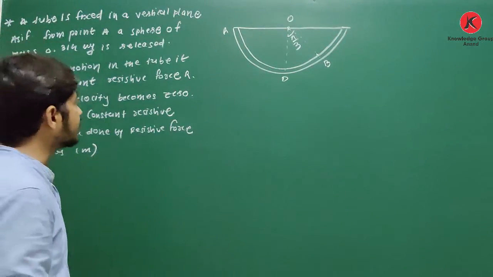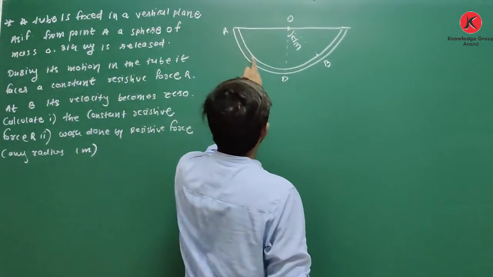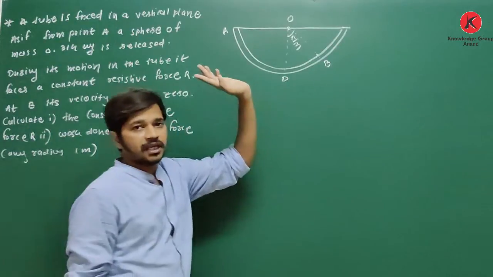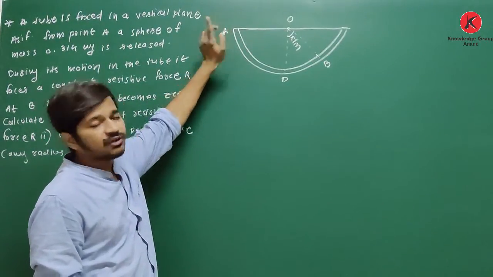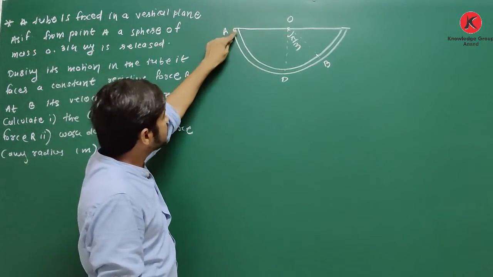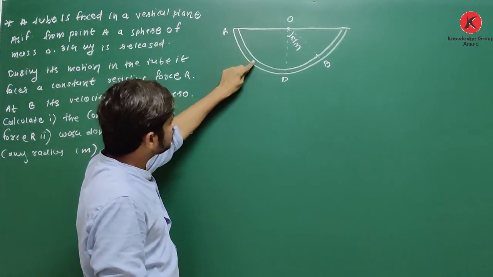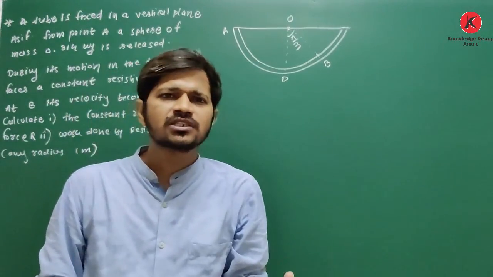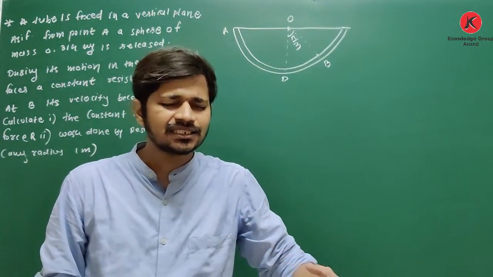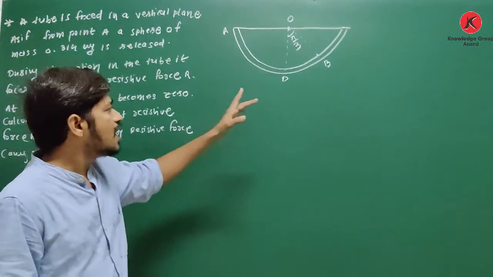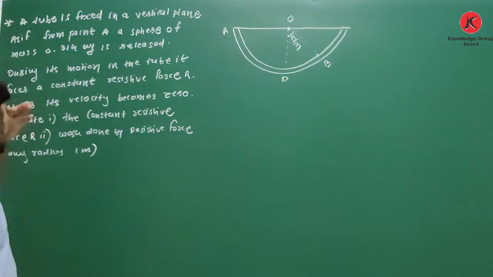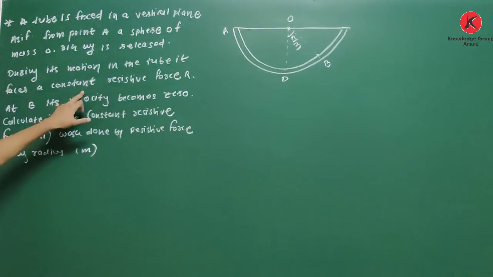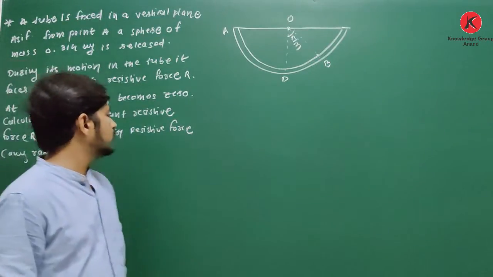See what is the question here. You are given a tube which is placed in a vertical plane. From this point A, a sphere is dropped. Now, when the sphere is moving in this tube, it faces constant resistive force. So yes, due to that constant resistive force, its energy decreases. Yes or no? And at point B, its velocity becomes 0. You have to find the constant resistive force and the work done by resistive force.